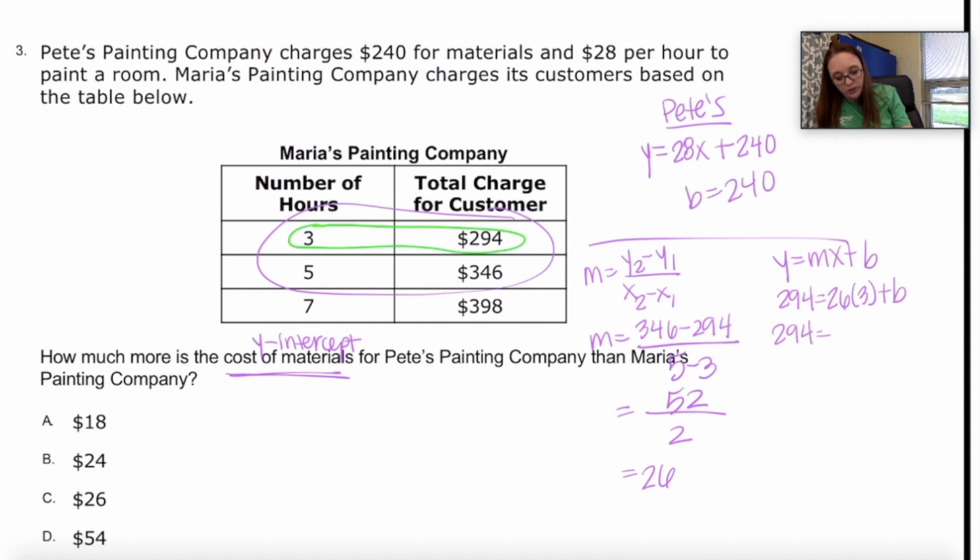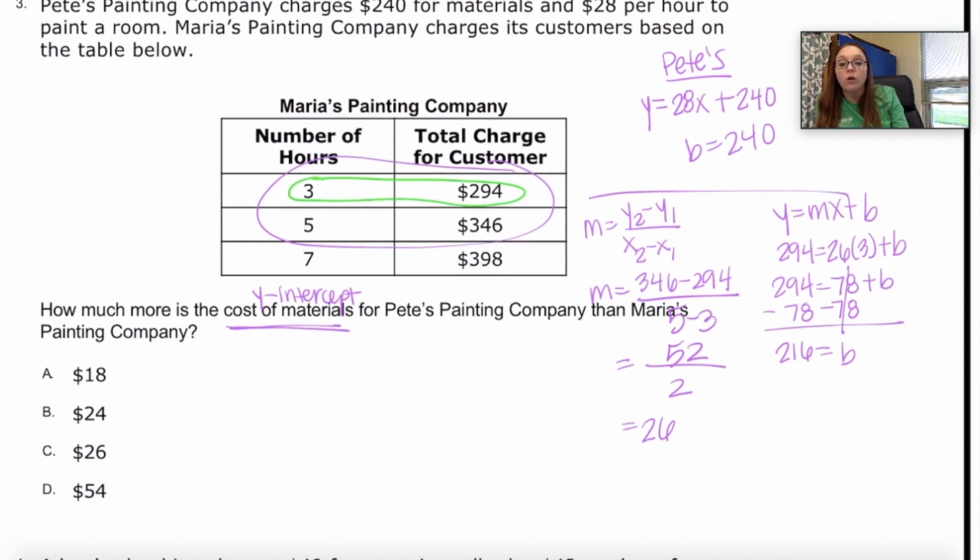So 26 times 3 is going to give me 78 plus b. Then we're going to subtract 78 on each side. So let's do 294 minus 78, and I get 216. Okay, so now I've got the y-intercepts, which are the materials.